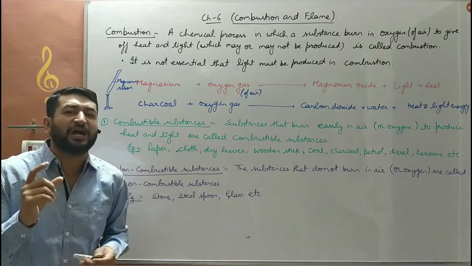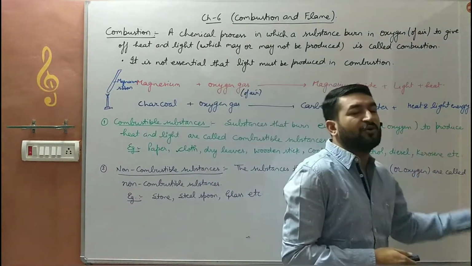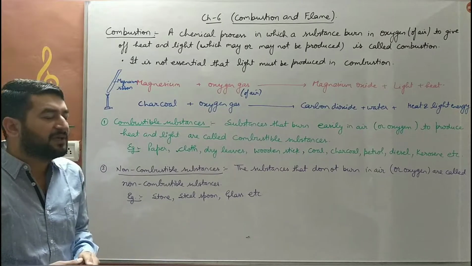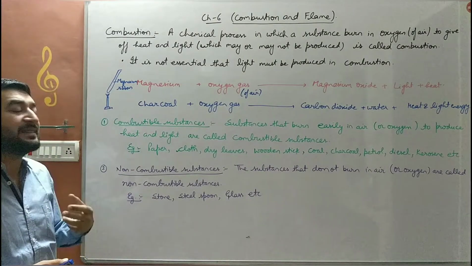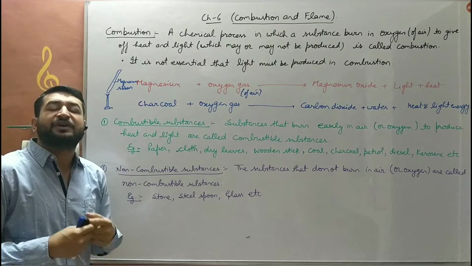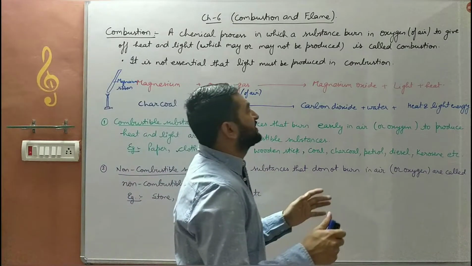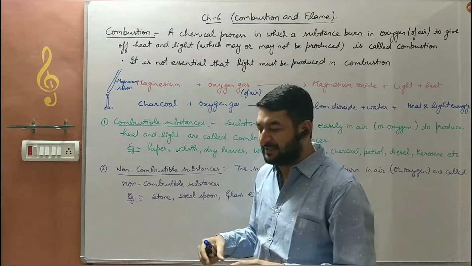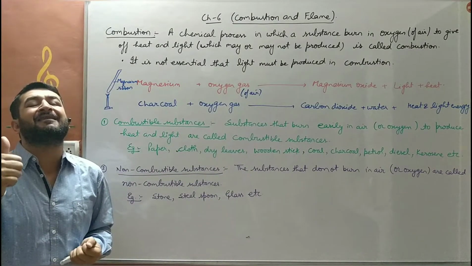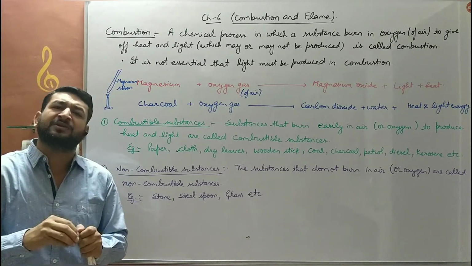Likewise, if you have seen charcoal when burned, it also produces heat and light energy. Along with it, it produces two substances, bache, carbon dioxide and water vapors. So that's what burning is. When they burn, they give us light and heat energy. So from here, we conclude the definition of combustion: a chemical process in which a substance burns in the presence of oxygen of air to give heat and light energy. Light energy may or may not be produced.